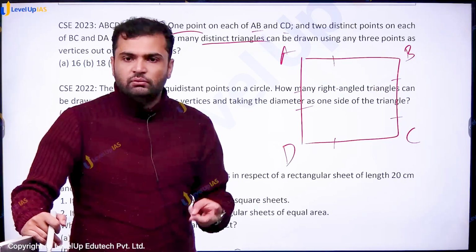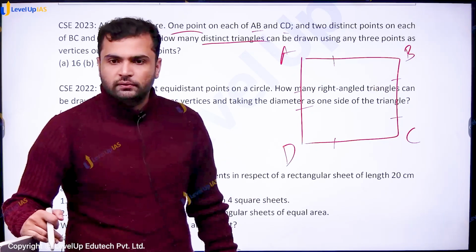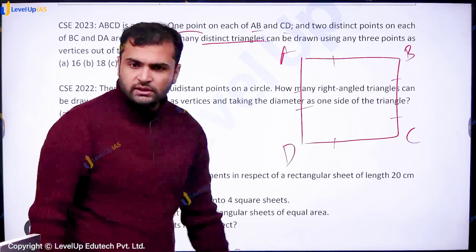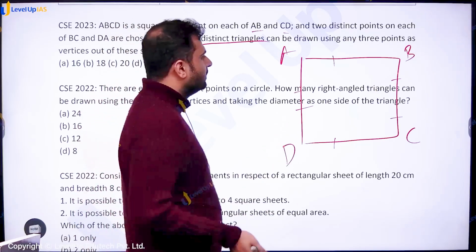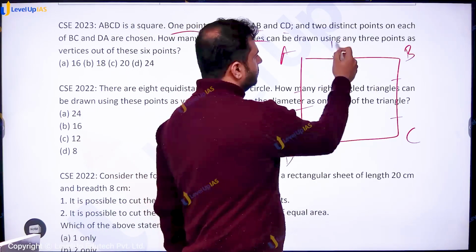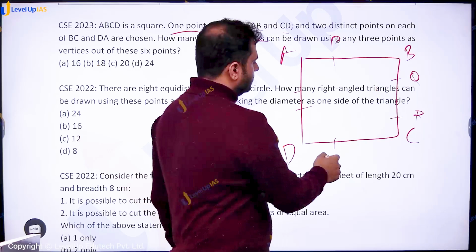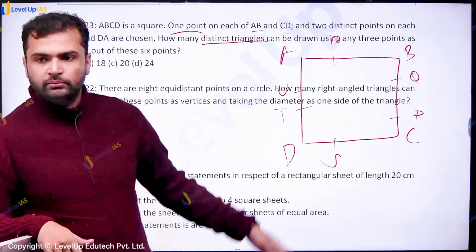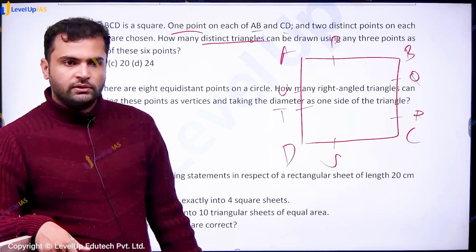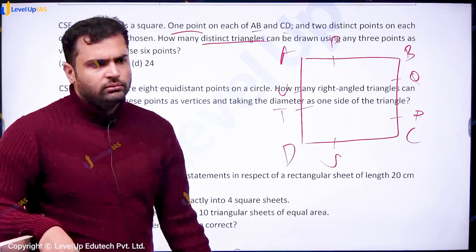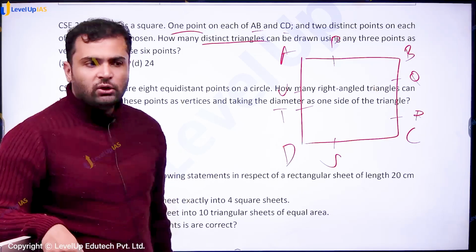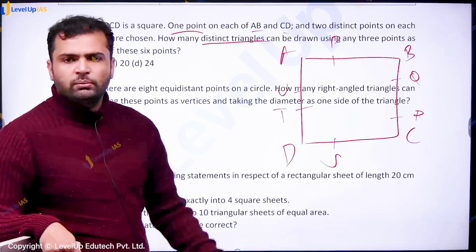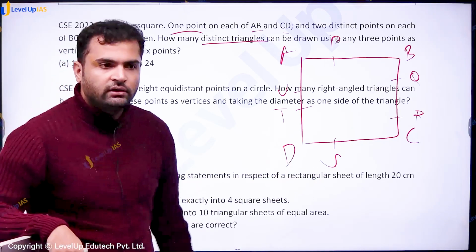Any 3 points will give me a unique triangle, right? And all these points are distinct. I can even name them, number them. I can call them, let us say PQR, STU. Now these points are different. I have named them. Okay. Now, are there any 3 collinear points out of these 6? No. Every time I choose 3 points, I'll get a triangle and I'll get a distinct triangle.